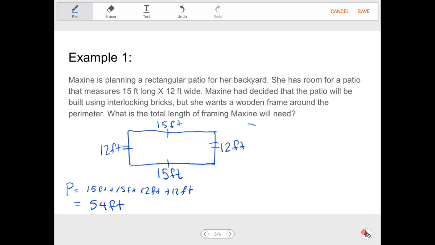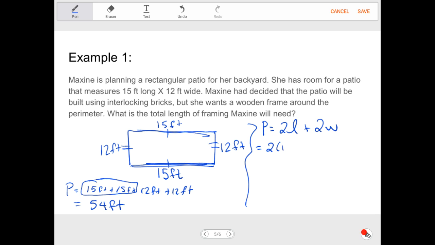There is another formula that you can use for rectangles, and this is actually on your formula sheet. For rectangles, perimeter equals 2 times the length plus 2 times the width. And if you think of it, it makes sense because let's say this is the length. Well, how many of those would we have? 2 of them. So you could just go 2 times 15 plus 2 times the width. We had a 12 there and a 12 there. 2 times 15 is 30, this is 24, which still gives you 54 feet.